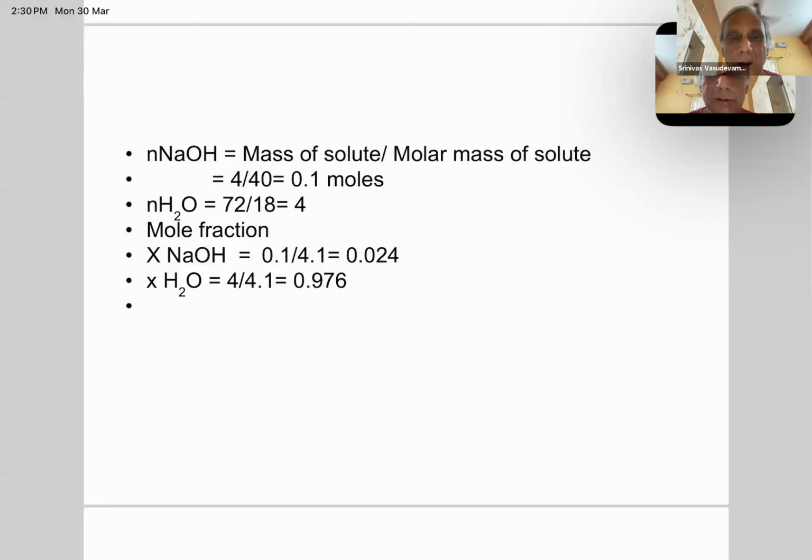Mole fraction of NaOH, number of moles of NaOH divided by total number of moles. 0.1 by 4.1, 0.024. Mole fraction of water, number of moles of water is 4 divided by total number of moles 4.1. 4 by 4.1, 0.976. Always, if you add all mole fraction, it will become equal to 1.